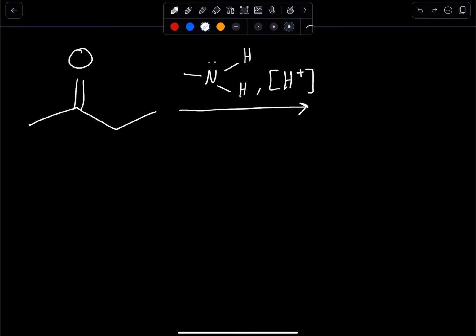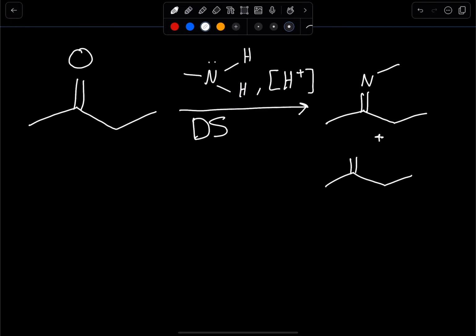So this has a methyl group and then two hydrogens. And then we basically take water out of the solution as it forms. And the product will be a double bonded nitrogen with the methyl group attached. You'll also get another version of it which will look like this.